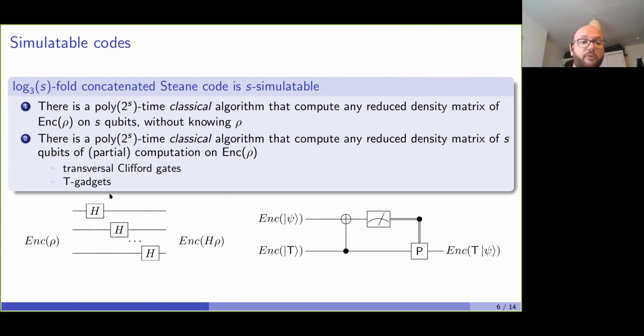And this not only works with transversal gates, but also with gadgets that allow us to go beyond Clifford. For example, if you have the T magic states and you have the T gadget that allows you to compute the T gate on this encoded psi, then we also show that for every intermediate step of this computation, we can also compute classically the reduced density matrices on a subset of the qubits of the intermediate step.